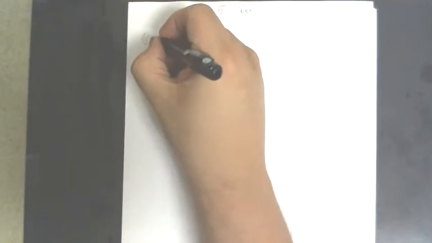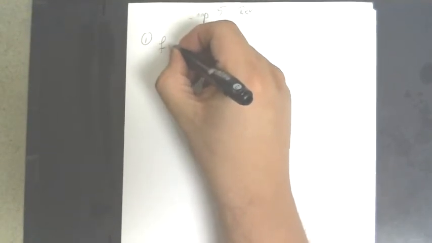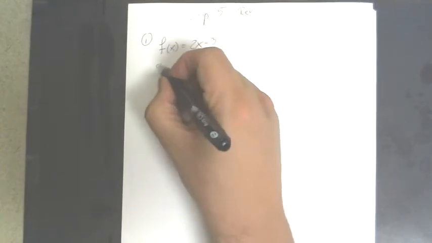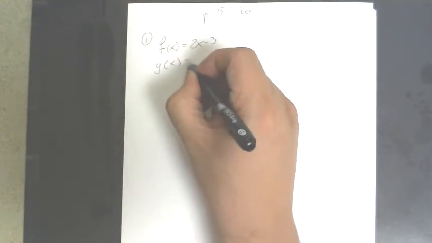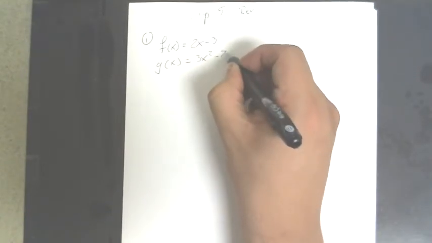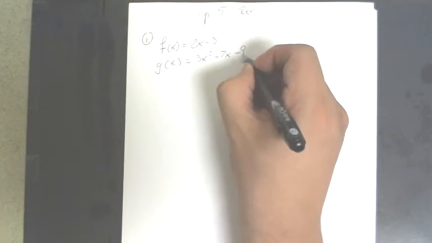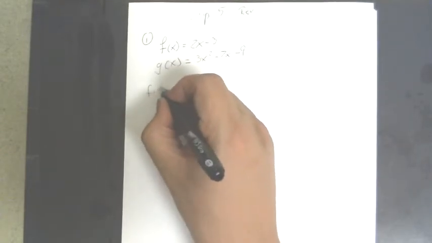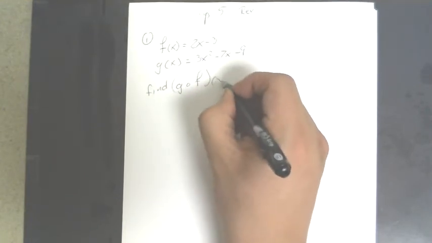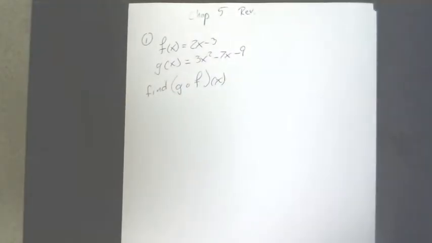So, in the first question here, you're given that f of x is equal to 2x minus 3, and g of x is equal to 3x squared minus 7x minus 9. And you're asked to find g composed with f as a function of x. So, to be able to do this, we need to know our function composition. Hopefully, you're doing okay with that.